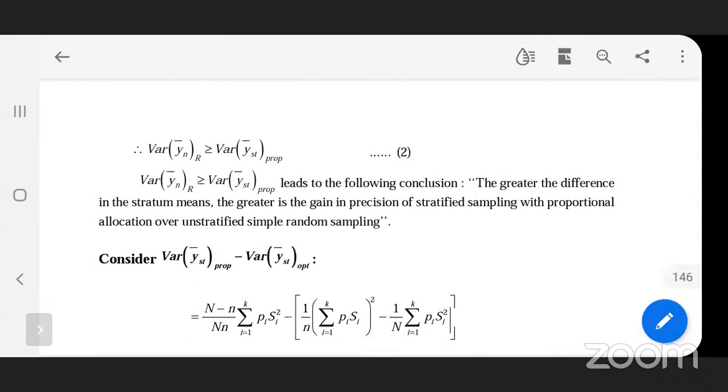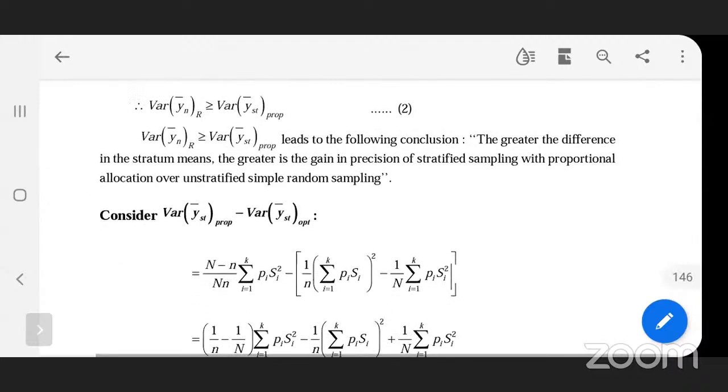Next, the conclusion of the proportional variance and optimal variance, if I observe the subtraction.